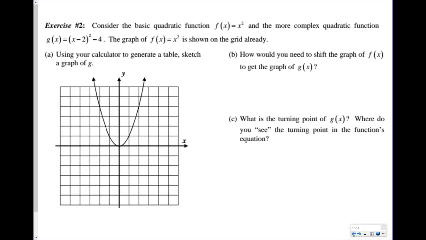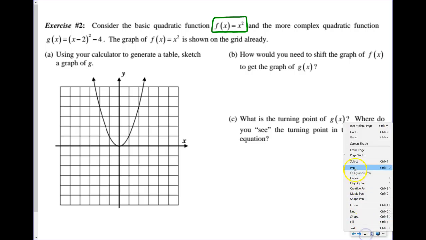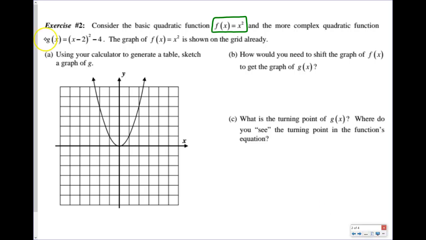So exercise 2 says consider the basic quadratic function f of x equals x squared. So here's our basic function. And then we're going to talk about the more complex function, this new function, g of x equals x minus 2 squared minus 4. Now this is still a quadratic because it's got the x squared, but it's not in our standard form. This is a very different form right here. This form is called the vertex or shifted form.